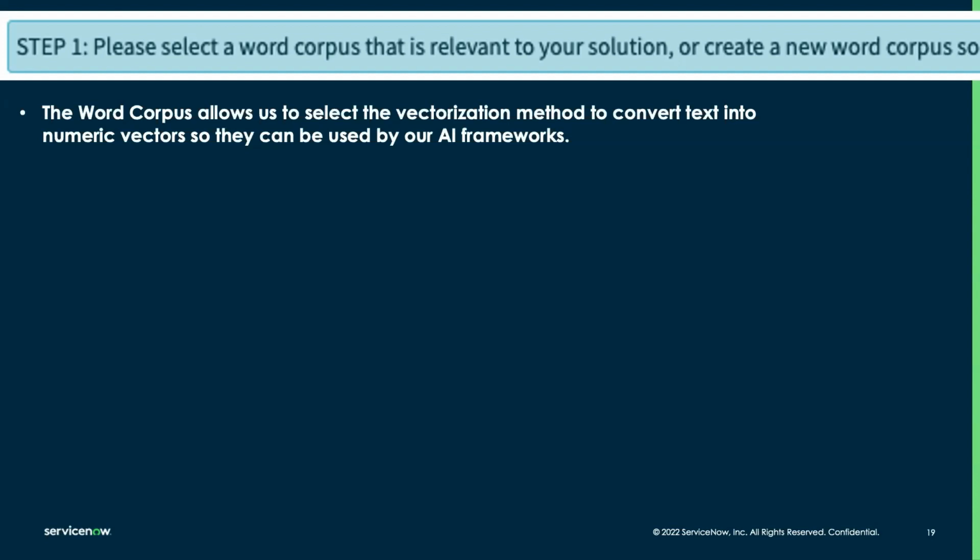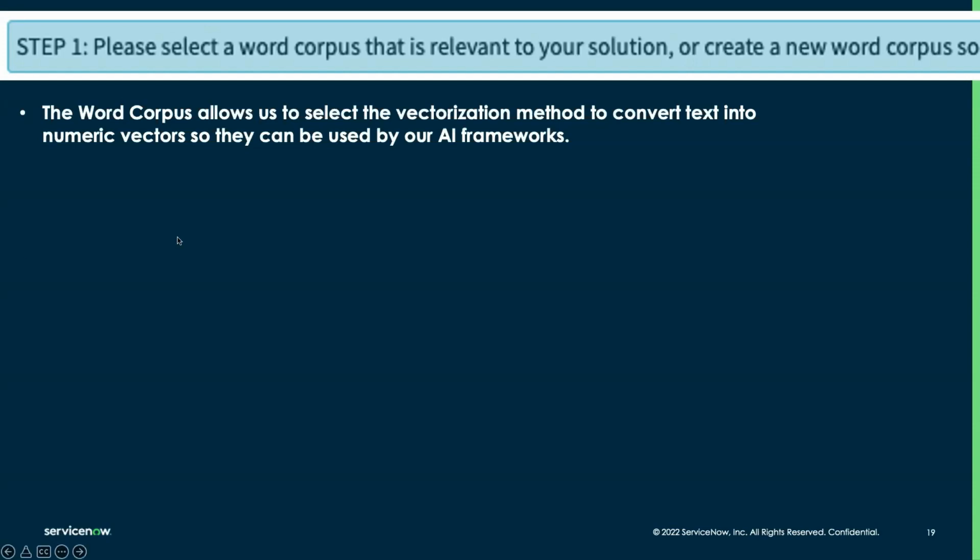Now, what is the word corpus used for? Well, the word corpus allows us to select the vectorization method. All right, what the heck is that? Well, the vectorization method converts all that text, right? You're picking short description or description. It converts all that text into numeric vectors so that it can be used by our AI frameworks, because our AI frameworks, such as classification, regression, clustering, all of them, they don't take text, they take numbers.